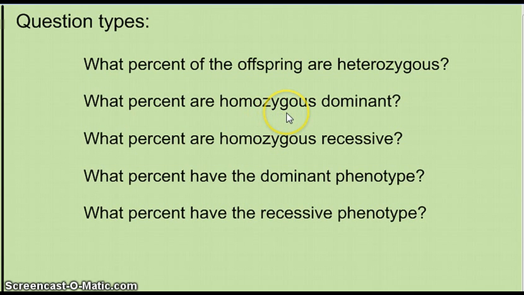Hopefully you answered 25%. The one in the upper left-hand corner is capital T, homozygous dominant, so 25%. What percent are homozygous recessive? Again, I hope you answered 25%. The lower right-hand corner, you'll see lowercase t. That individual is homozygous recessive for the trait. What percent have the dominant phenotype?